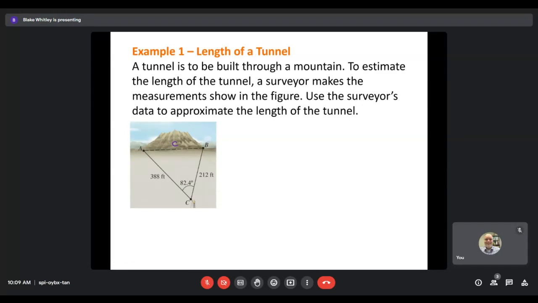Now, in this case, we can't set up a law of sines because we only know one angle and we don't know the side length across from it. So that prevents us from using law of sines. So as soon as I see that, that tells me we have to go with law of cosines. Since we're looking for side C and we know angle C, that tells me I'm going to use c squared equals a squared plus b squared minus 2ab times the cosine of angle C.